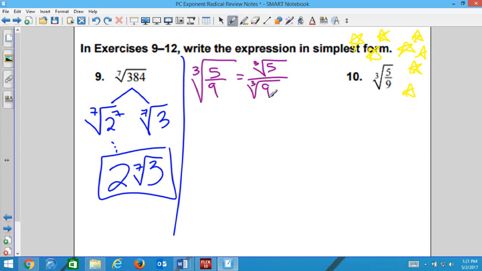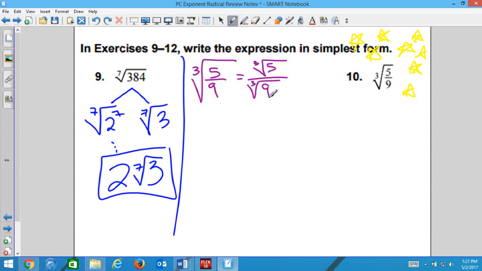So is this simplified all the way? Or is there something else going on here? Can't have a radical in the denominator. So this isn't simplified all the way. What we're going to do is make it a little bit easier to tell what to do. What I need to do is have a radical in my denominator that is a perfect cube. And it's not a perfect cube. Like 9 doesn't have a perfect cube. I need it to be a perfect cube.